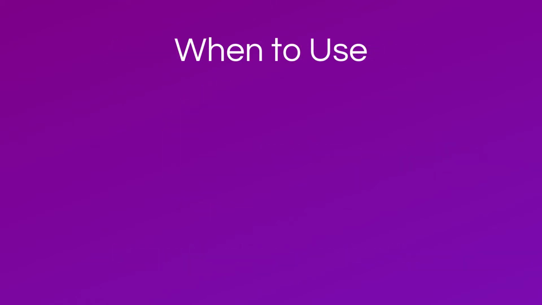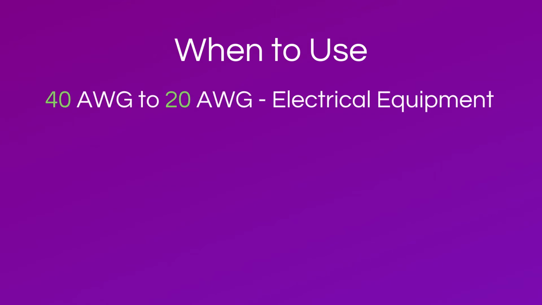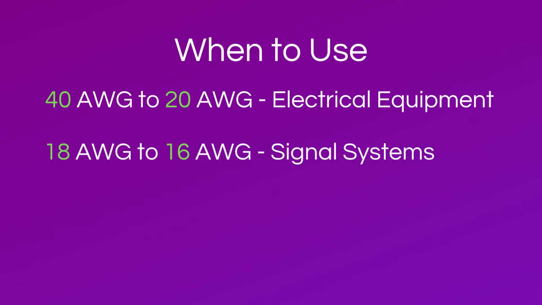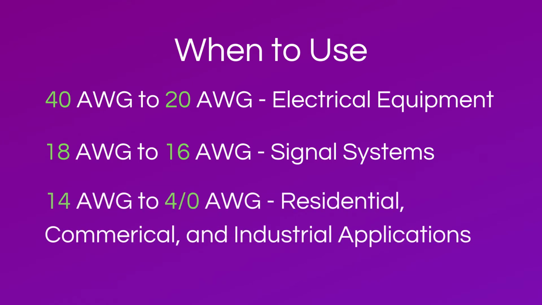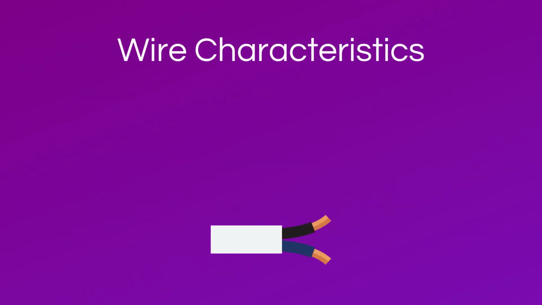Now let us develop an idea of when each wire size should be used. Wire sizes from 40 AWG to 20 AWG are mostly used in manufacturing electrical equipment. Wire sizes from 18 AWG to 16 AWG are used for flexible cords, signal systems, and other purposes where small currents are involved. 14 AWG to 4/0 AWG are used in residential wiring as well as in commercial and industrial wiring.